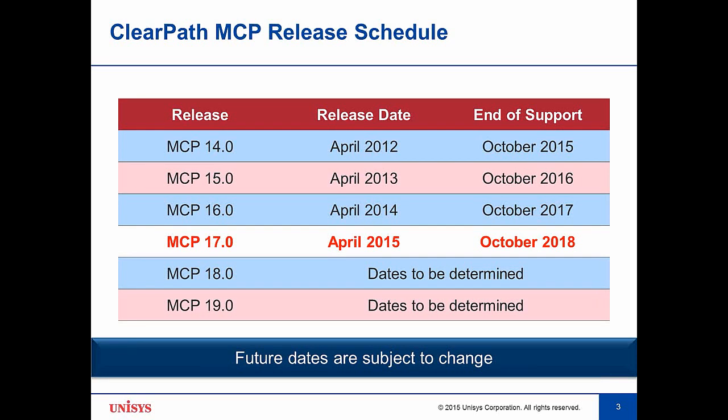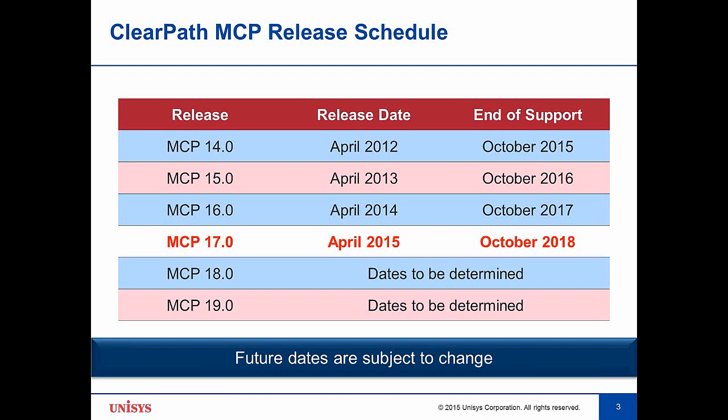This slide is the MCP release schedule. I'd like to review it quickly. MCP 17.0 became available earlier in April, and our current policy is to support it through October of 2018. One thing I want to draw your attention to is the top line, MCP 14.0. This release is scheduled to end support in October of this year. So if you're currently running on MCP 14.0, I encourage you to move up to something more current.